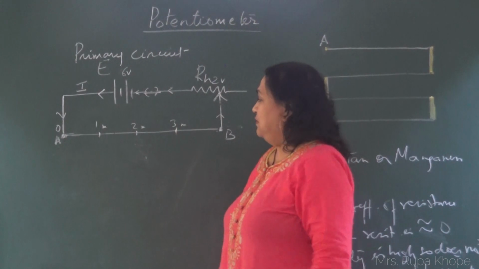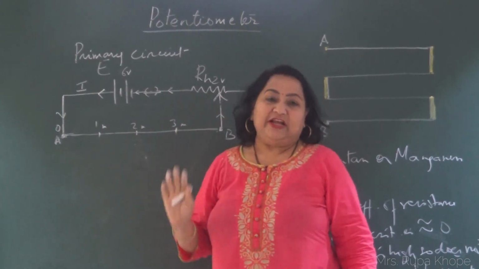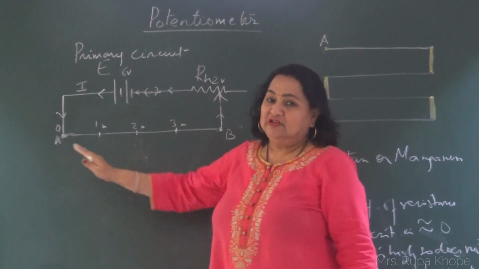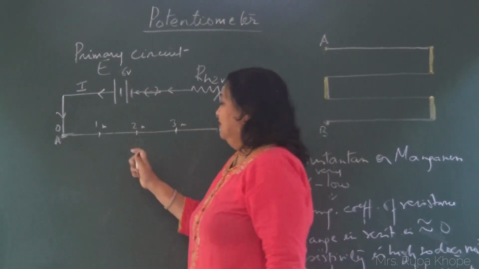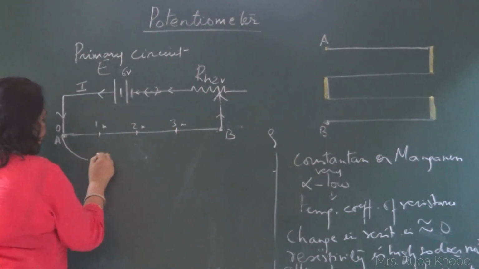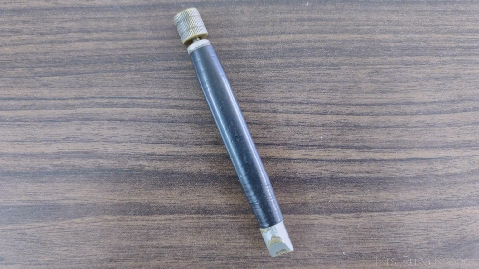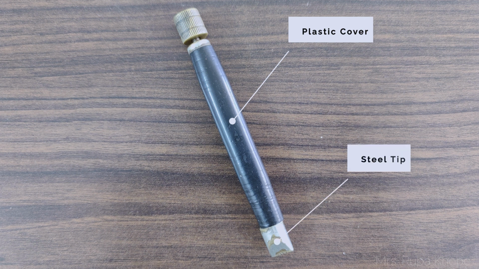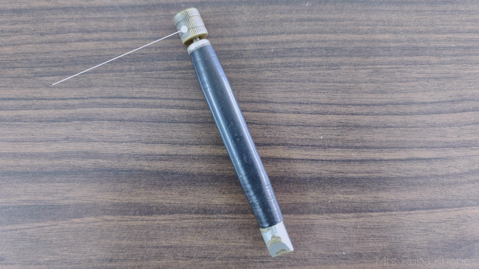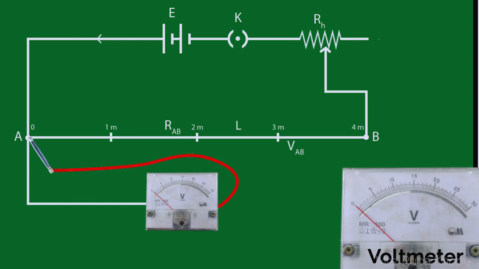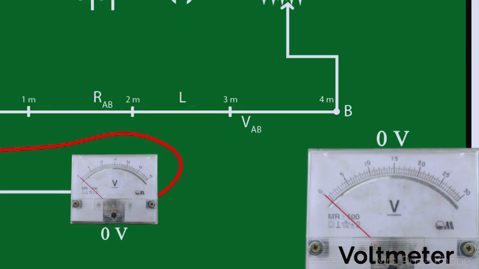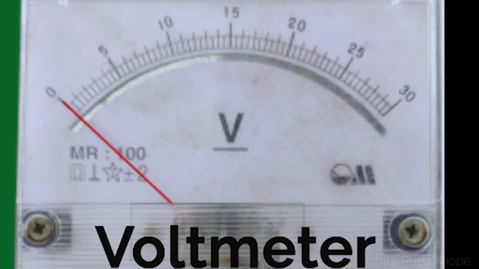Now let us perform the experiment to find out the potential gradient of this wire. Now this wire is 4 meter in length. I go to the laboratory, I take a voltmeter, and there is a jockey. Here it's a plastic cover, and here there is a pointer which is steel, and we hold, and here we connect the wire. So this is a jockey. That jockey I just touch it here. When I touch here, at this point, the potential difference is 0 volt.